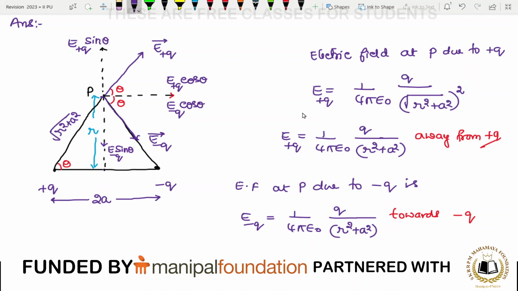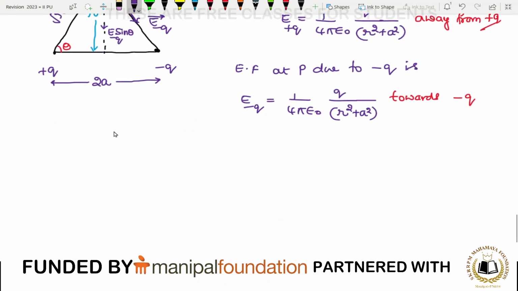And observe the E plus Q value and E minus Q value. Once again they are also the same. The magnitudes are the same. Only directions are different. Now what you can observe here, E plus Q sin theta and E minus Q sin theta both are equal in magnitude and opposite in direction. What will happen? They will get cancelled out.